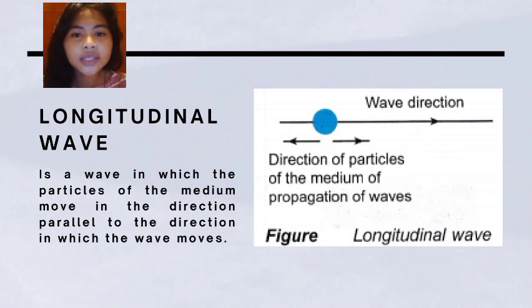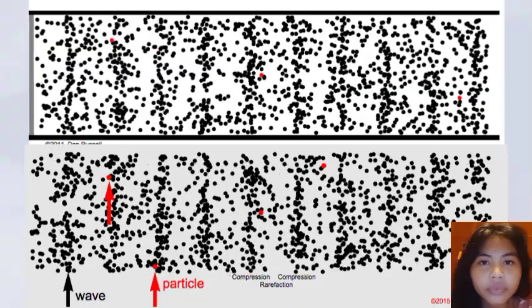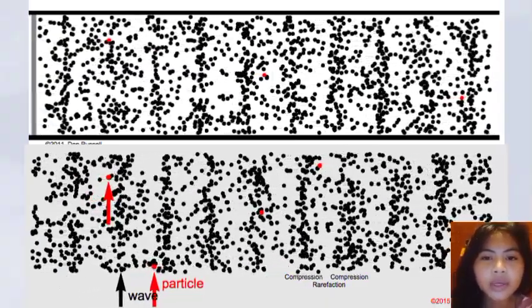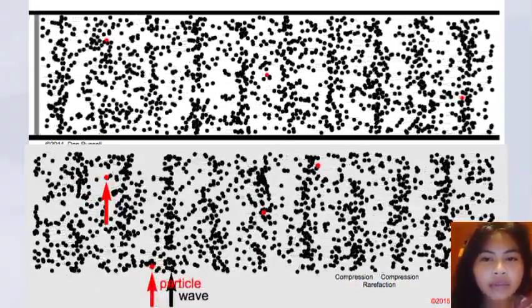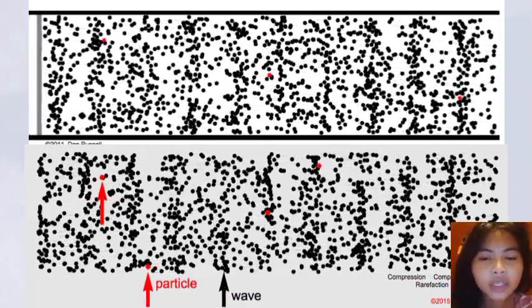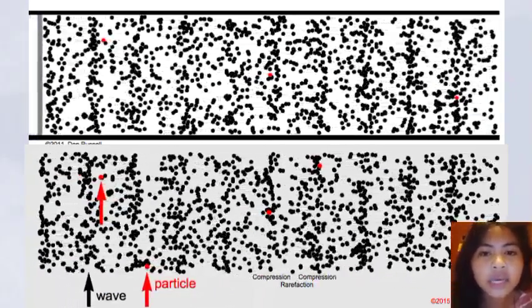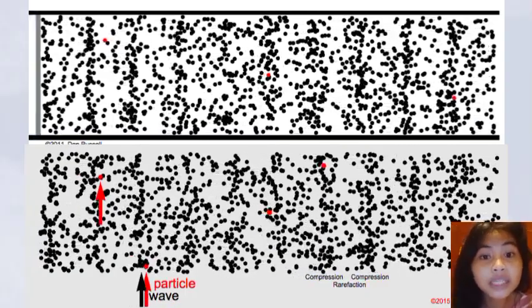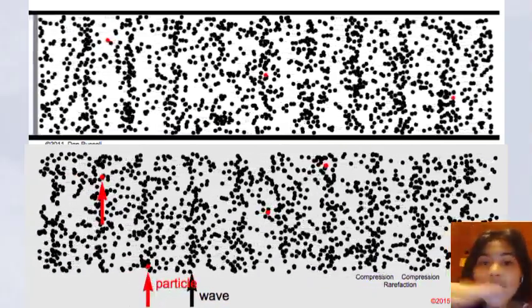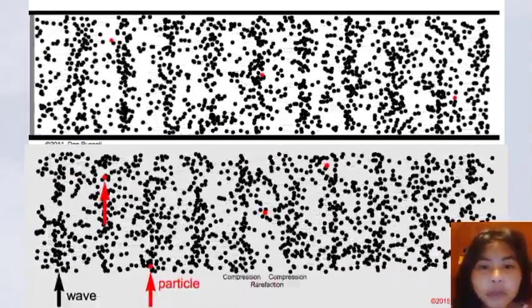As you can see in the illustration, the blue dots represent the particles. The particles move parallel to the movement of the wave or energy. That is a longitudinal wave. We also have this GIF for the longitudinal wave. As you can see, the longitudinal wave's displacement is parallel to the direction of the wave propagation.